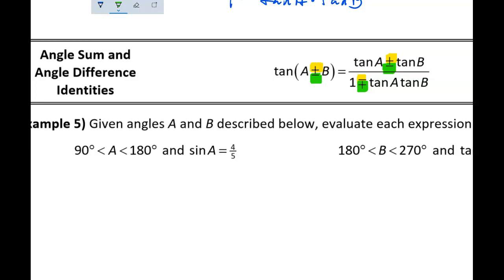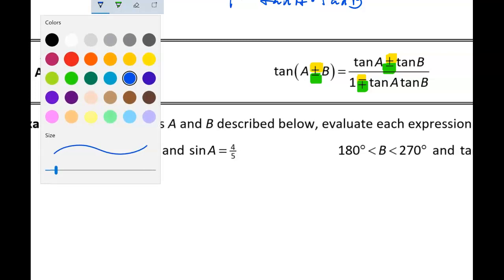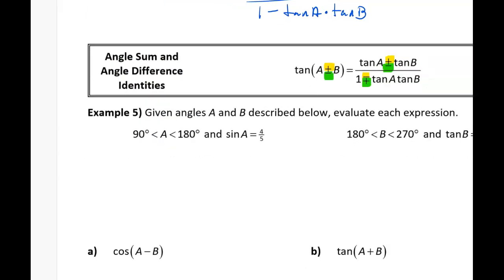Now, a quick word about the angle sum and difference formulas that we just derived for sine, cosine, and tangent. You do not have to memorize those. Those will be provided for you on the test. All right, let's look at a quick example. All we need to be able to do in this example is to utilize these formulas. We're not worried about memorizing them.